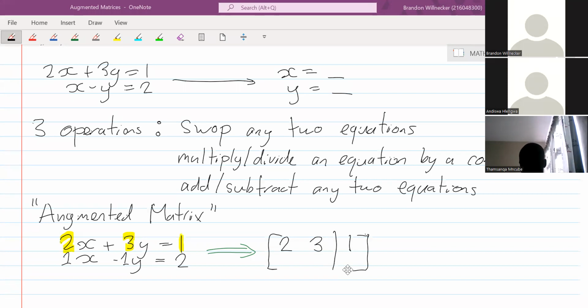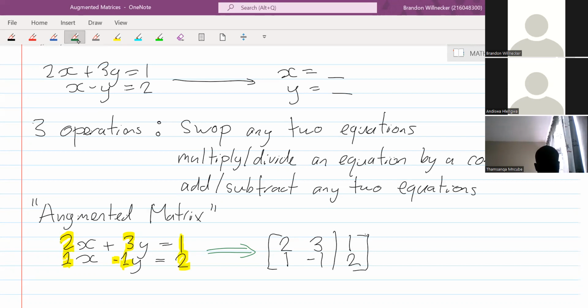Next, we look at the second equation, which corresponds to the second row. We've got a coefficient of x being 1, so we put a 1 there. Then we look at the coefficient of y, that's a -1, so we put a -1 there. Then we've got the equal to sign, and the constant at the end, that's a 2. So we put a 2 there.